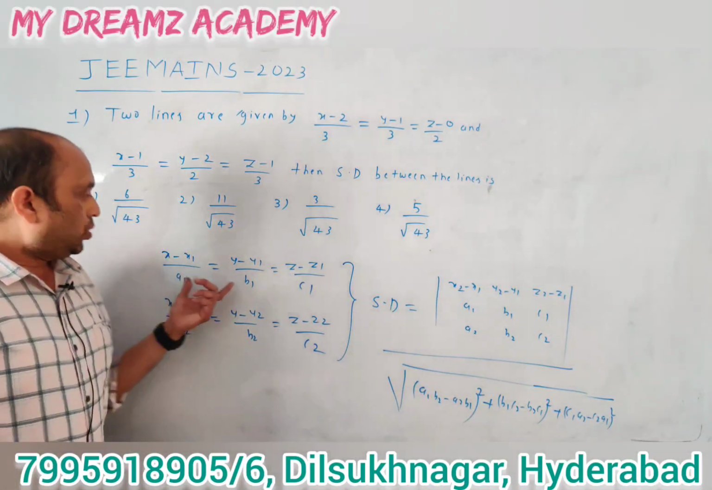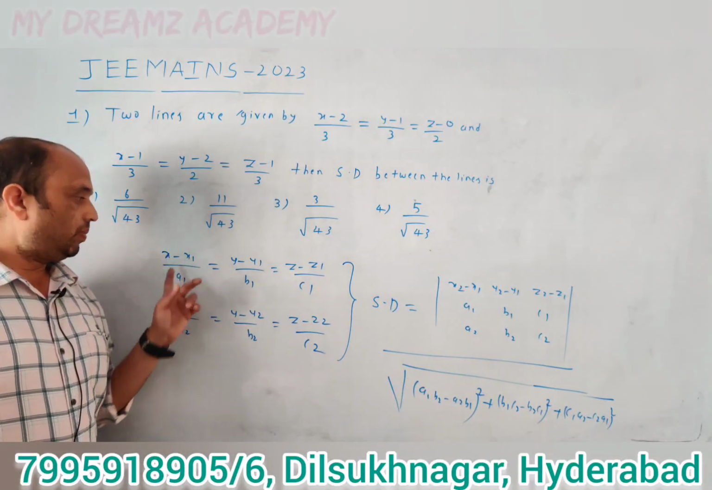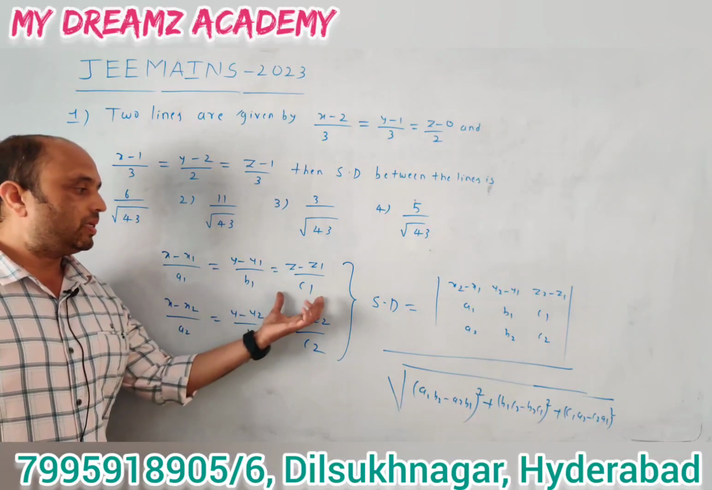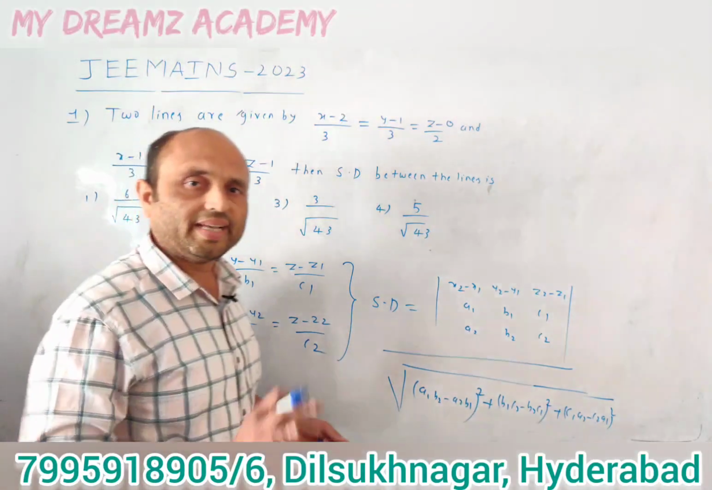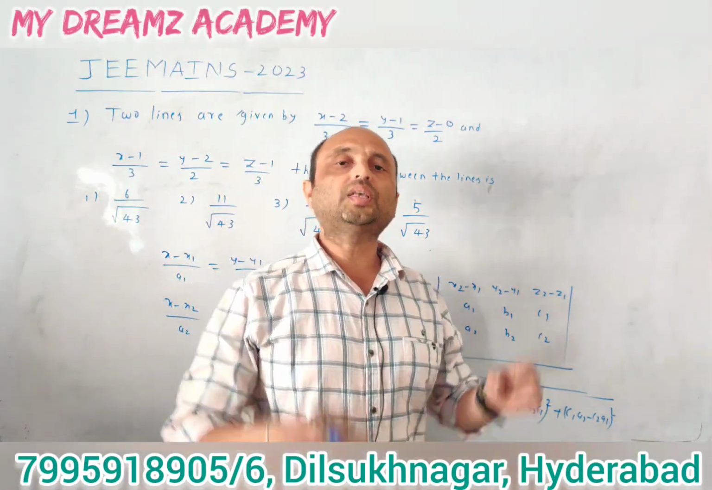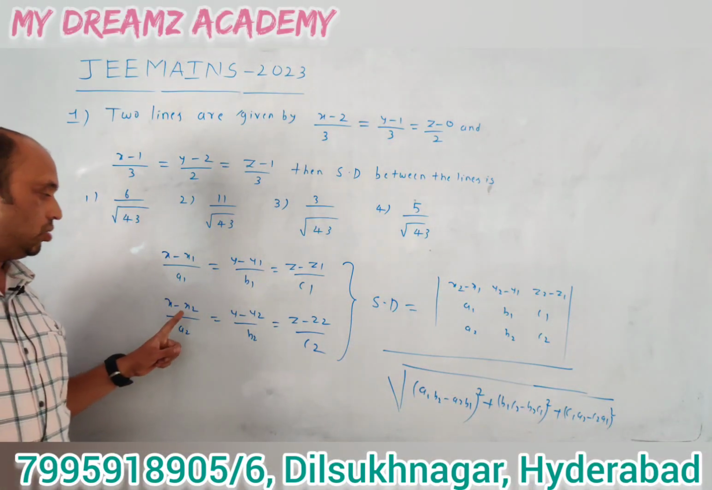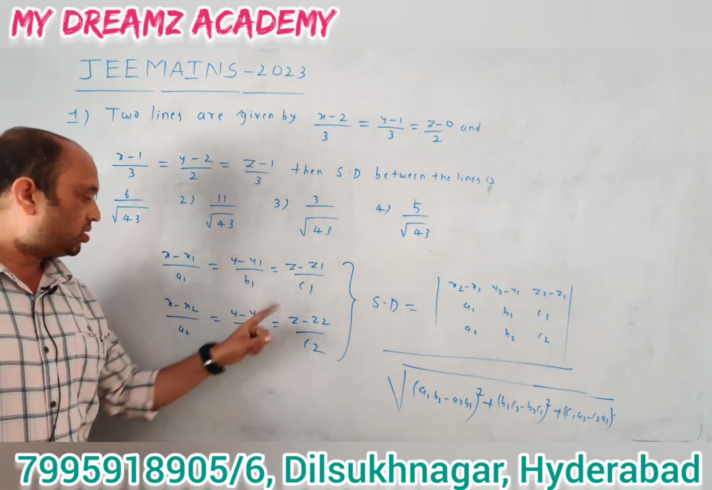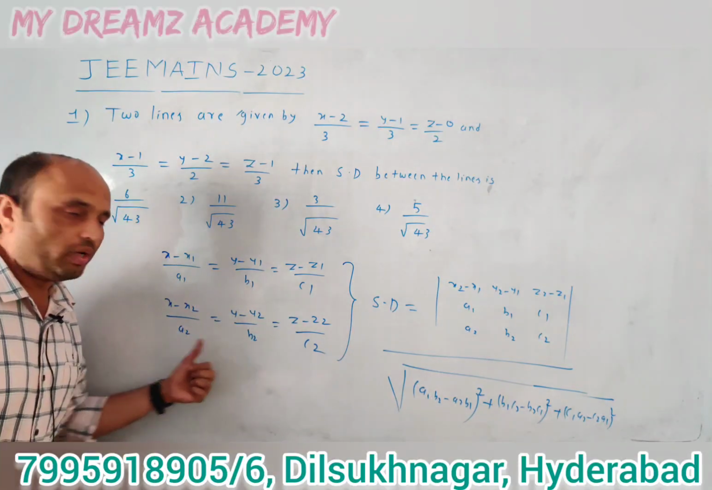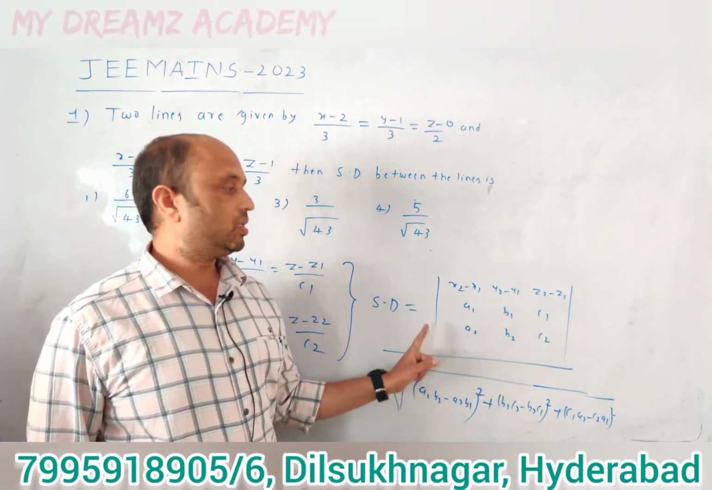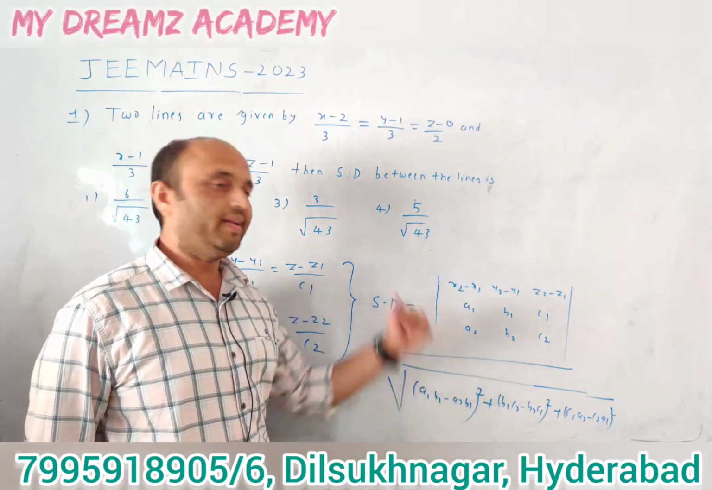So this is the first skew line, (x minus x1)/a1 = (y minus y1)/b1 = (z minus z1)/c1, which is passing through (x1, y1, z1) with direction ratios a1, b1, c1. And the second skew line is passing through (x2, y2, z2) with direction ratios a2, b2, c2. So this is the shortest distance between the two skew lines.